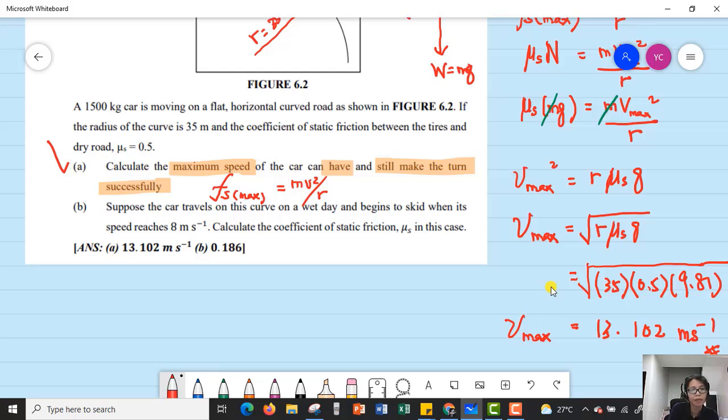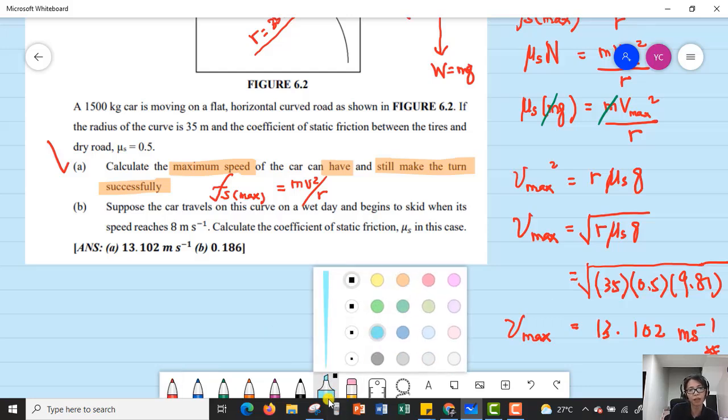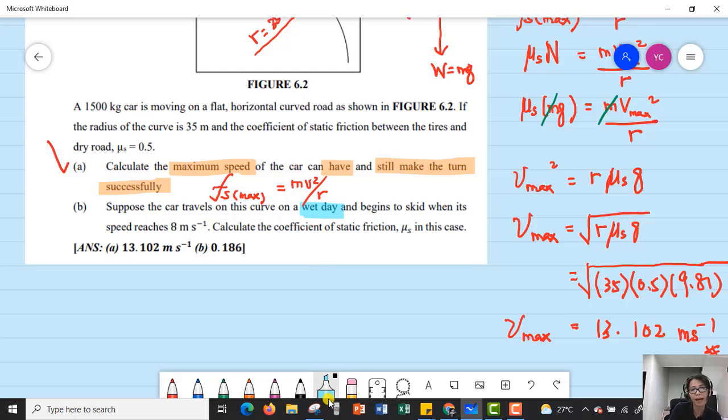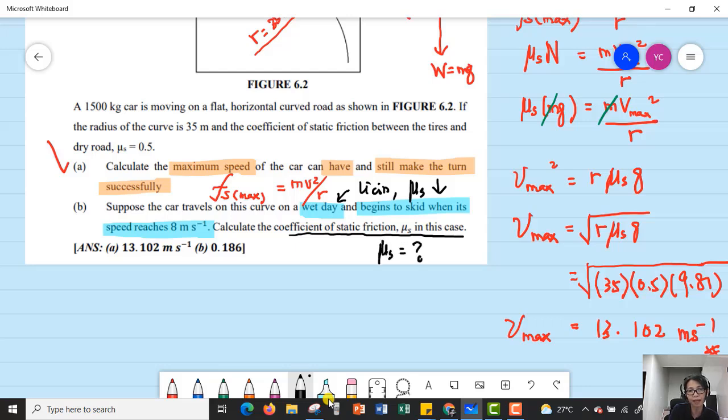Then for question B, suppose the car travels on this curve on a wet day. So now maybe it is raining, so the road becomes wet. And we find out that it begins to skid when its speed reaches 8 meters per second. We want to calculate what is the coefficient of static friction in this case. On a wet day, the road becomes slippery, so the coefficient of static friction will be smaller. So we want to know the value of the coefficient of static friction in this situation.